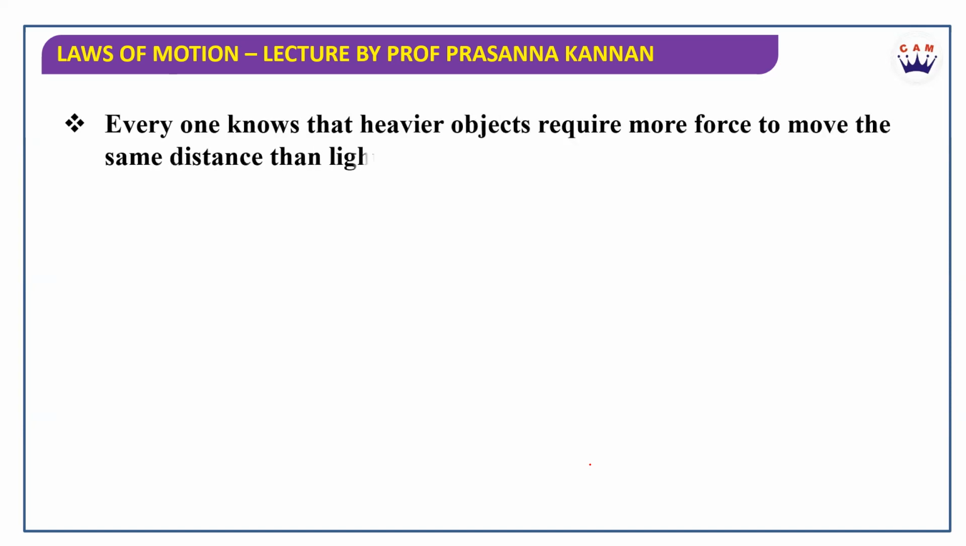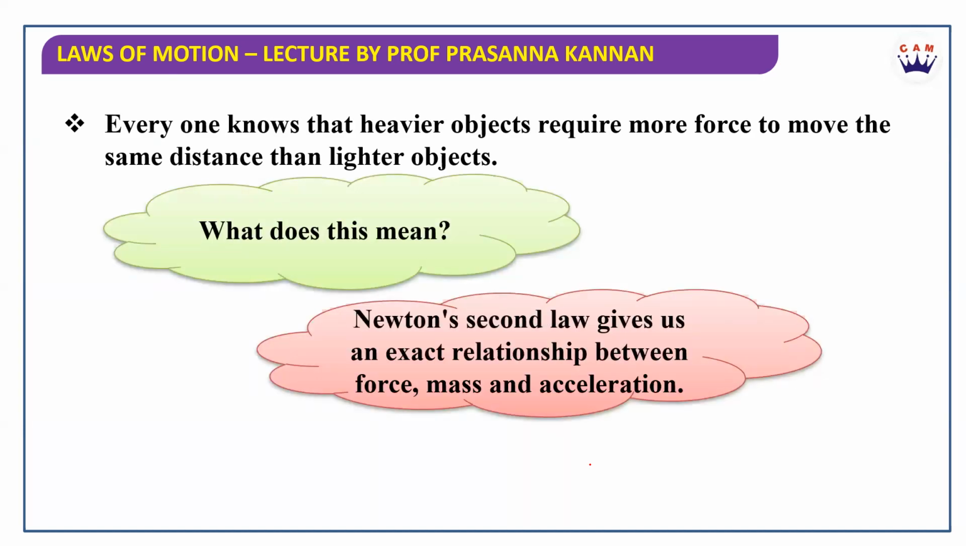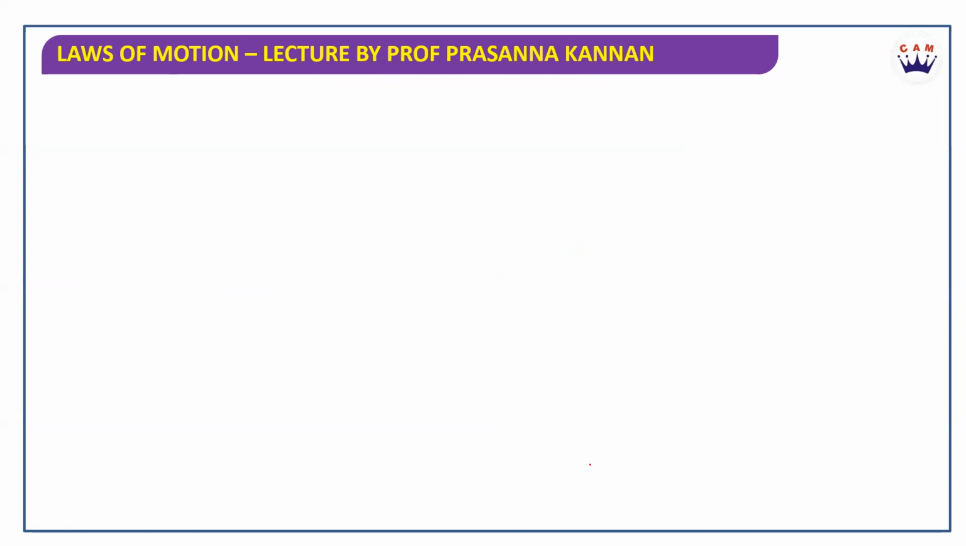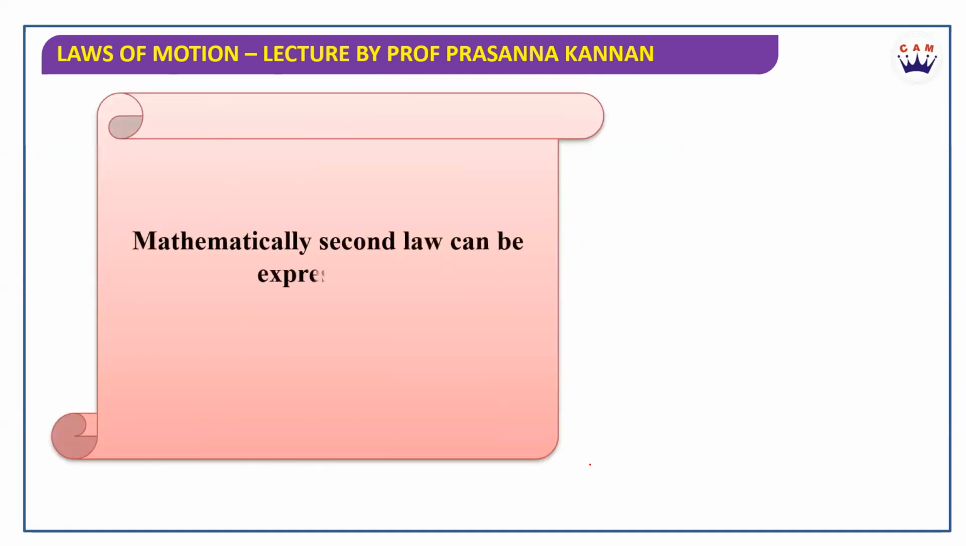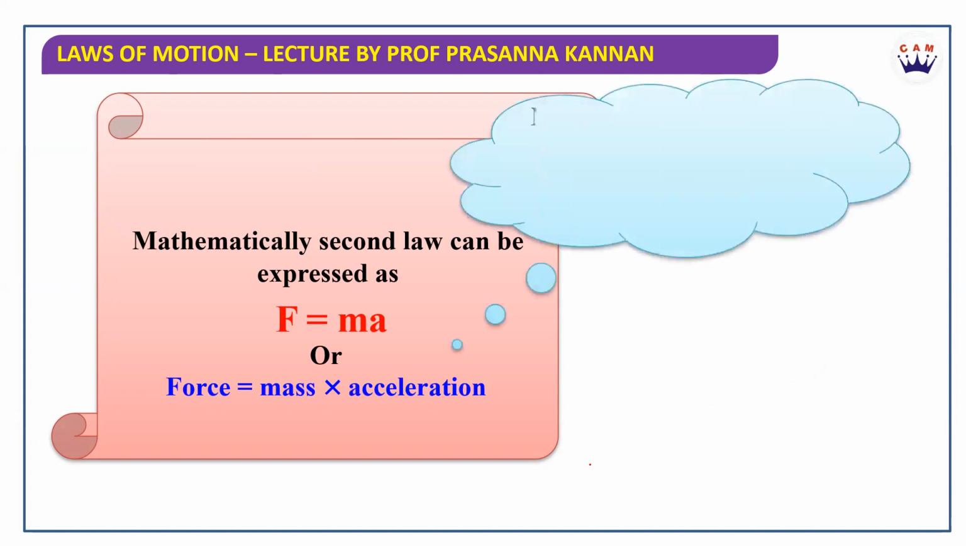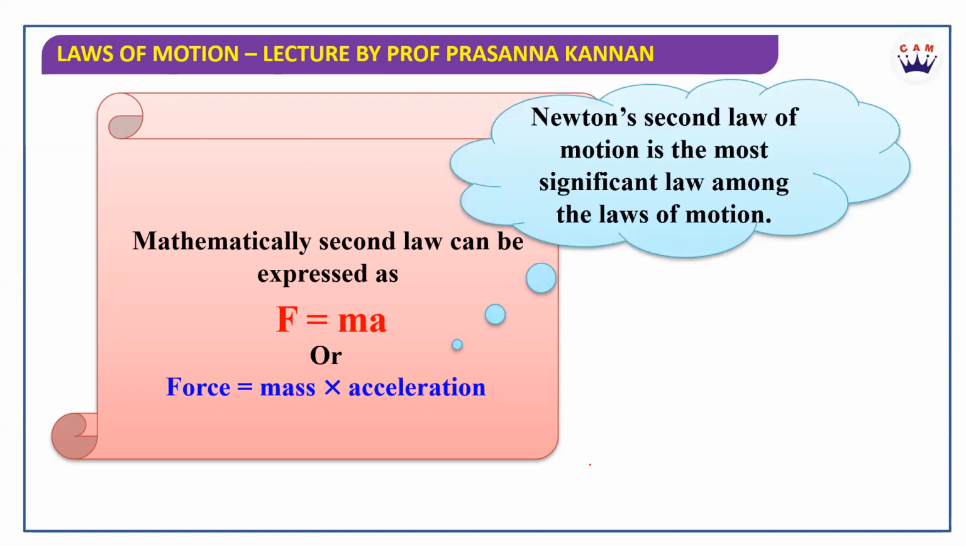This we know, right? If you want to move a heavier object, what force do you have to apply? So all of us are experts in Newton's second law, correct? It gives the exact relationship between force, mass, and acceleration. It talks about how fast an object can move for a particular force and a given mass. So mathematically, the second law can be given by what? F is equal to ma. Mass into acceleration. And Newton's second law, among all 3 laws, is considered to be the most significant law.